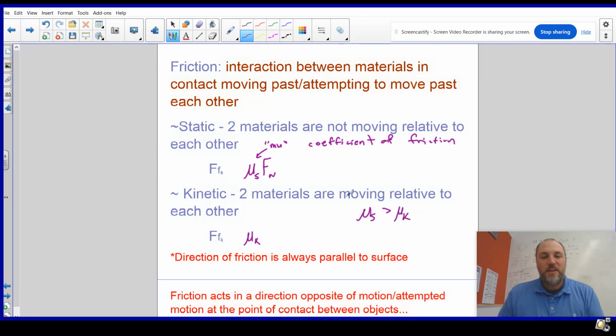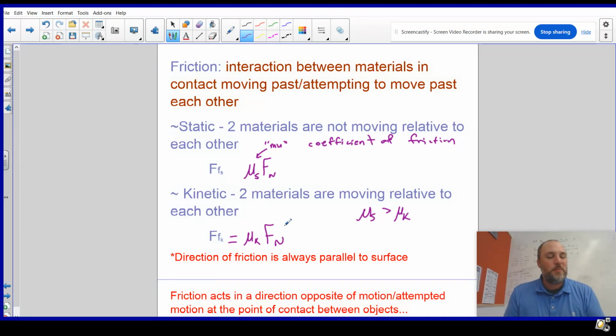Okay? And the other thing I want to mention, each of these frictions is going to depend on the materials involved, so they're mu, and also the normal force, how strongly the materials are being pressed together. When we have kinetic friction, the kinetic friction is always found by doing mu Fn. So as soon as you know that the materials are sliding past each other, instantly we know how to calculate that. We do mu Fn.